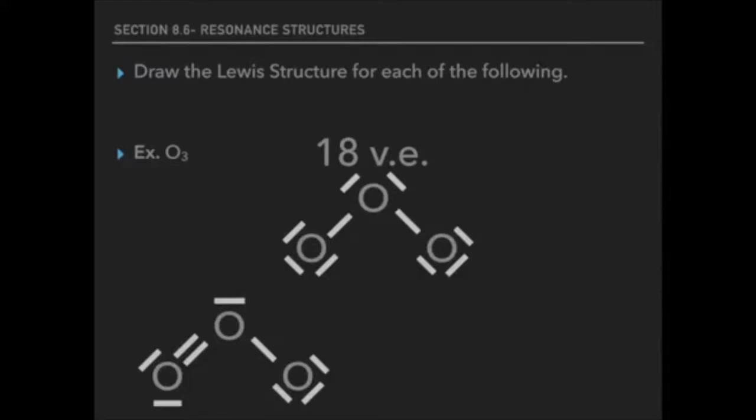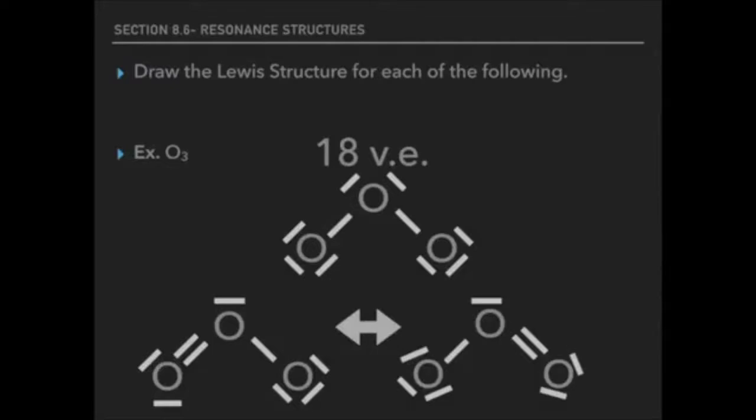The other form of ozone that could exist, you could have the double bond on the right-hand side, and so I need to draw that. So I'm going to show a double arrow to represent the fact that this is resonance, and I'm going to draw the double bond on the right-hand side. So a single bond on the left, double bond on the right, 3 pairs of electrons on that oxygen, 2 on that, and then 1 lone pair of electrons on the central atom.